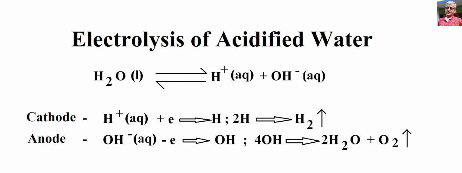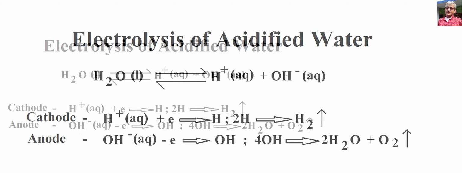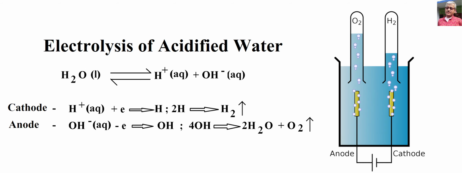Electrolysis of acidified water. We have already seen that pure water is a non-electrolyte due to its covalent nature. When we add any electrolyte to it in small amount, it becomes an electrolyte. When electricity is passed through that solution, hydrogen ion, correctly H3O plus ion, and hydroxyl ions are the result.